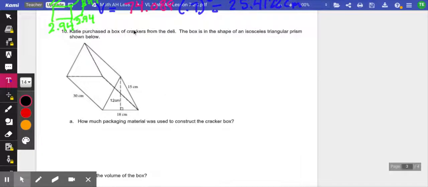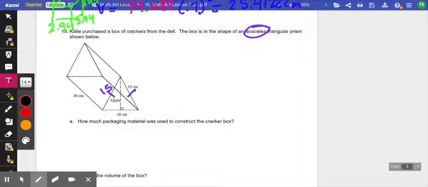Katie purchased a box of crackers from the deli. The box is in the shape of an isosceles triangular prism. Okay, what does isosceles mean? It means that two sides are congruent. So if this one is 15, that's obviously not 15, then this side over here has to be 15. Okay, so we have to work with that word isosceles.